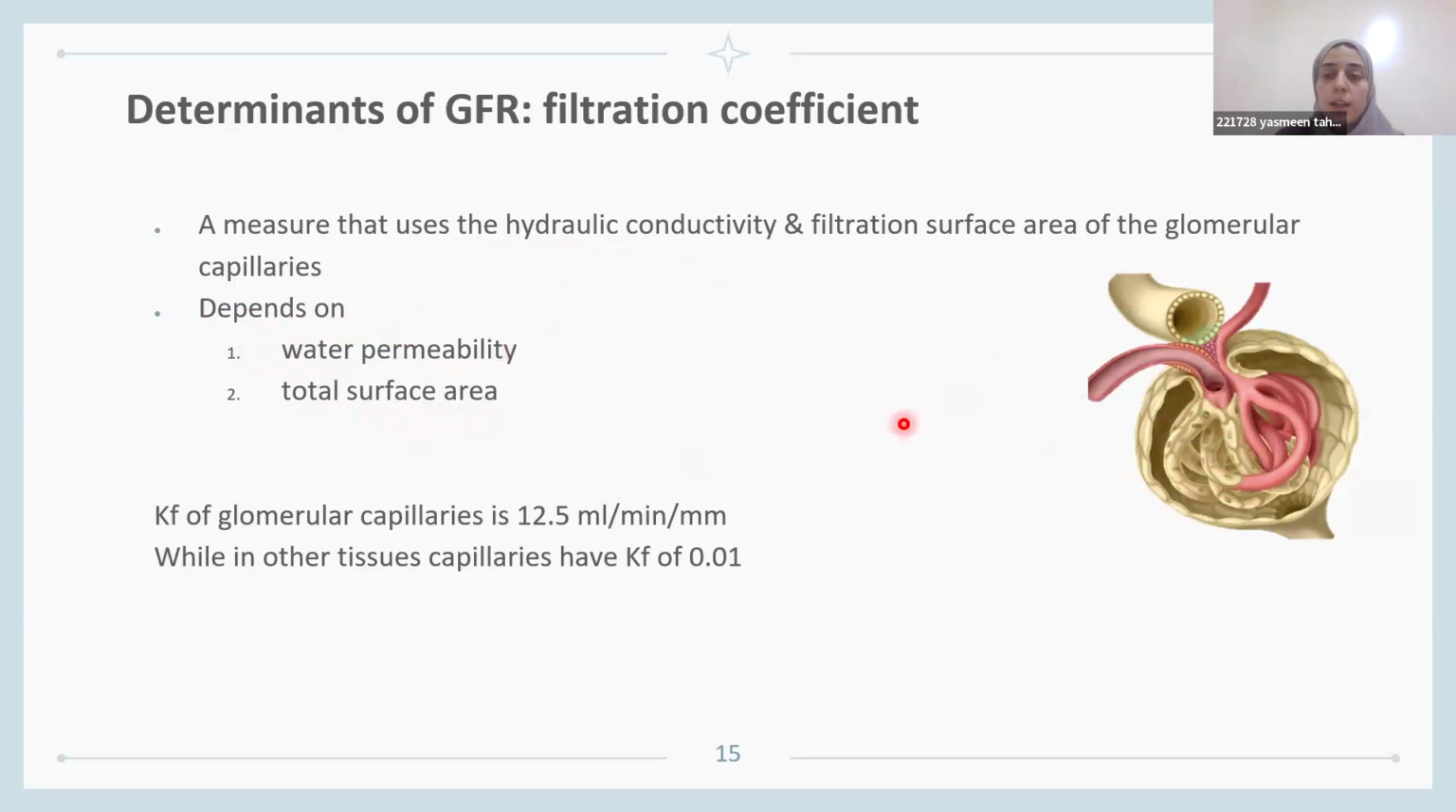And water permeability, again, is a property of the glomerular capillaries. So if you look here, the filtration coefficient of glomerular capillaries is 12.5, while in other tissue it's 0.01. So it's much, much, much higher in the glomerular capillaries. And this is one of the properties of a capillary that allows it to have a much higher filtration rate than the normal capillary in other tissues in the body.